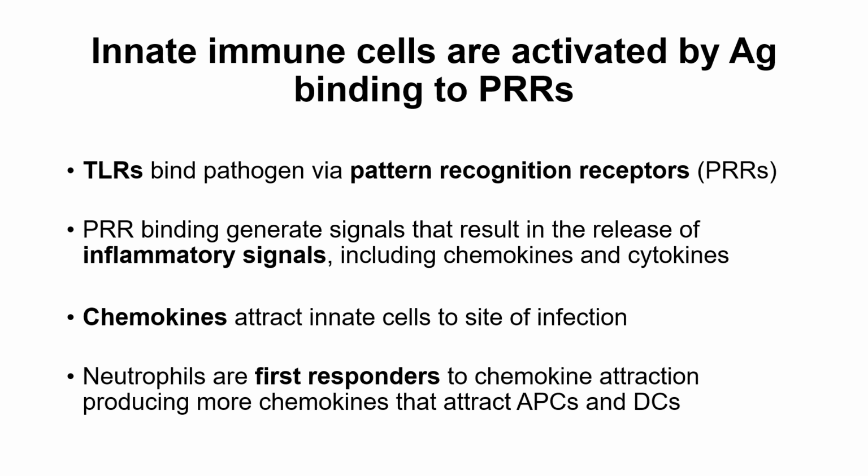Chemokines attract those innate cells to the site of infection, and neutrophils are your first responders to infection. They produce more chemokines that continue to attract other types of antigen-presenting cells, such as macrophages and dendritic cells, which are usually the second types of cells that are on the scene.